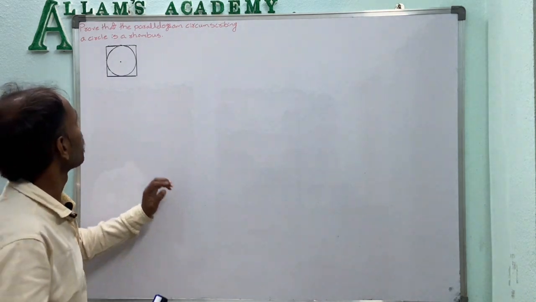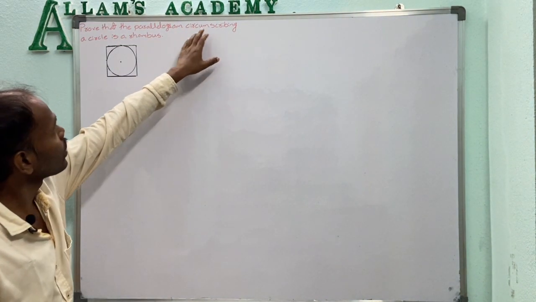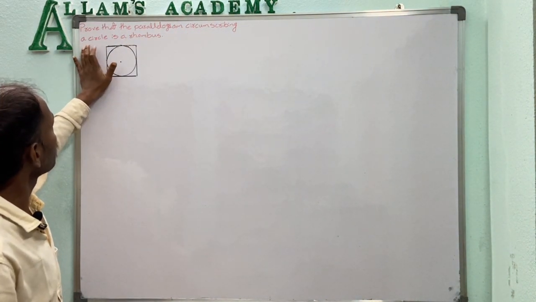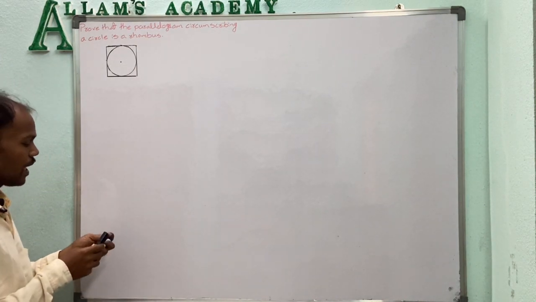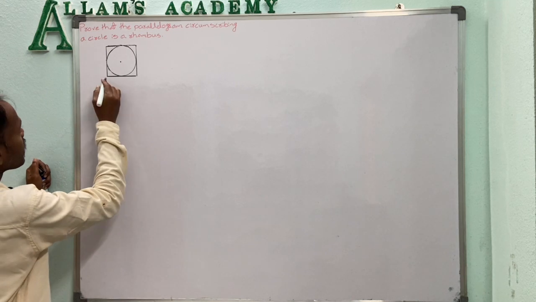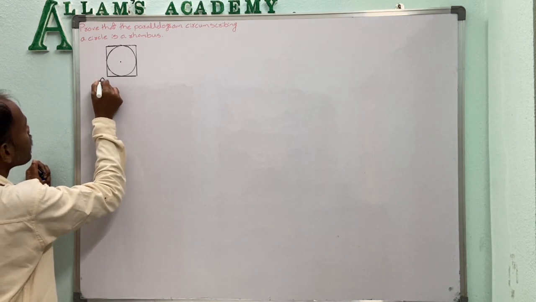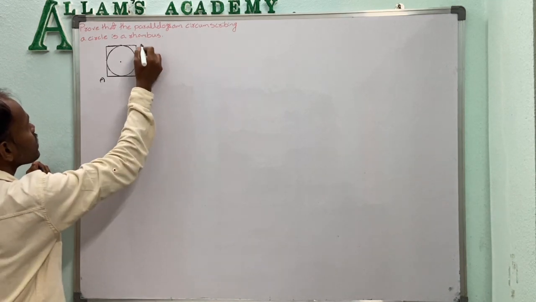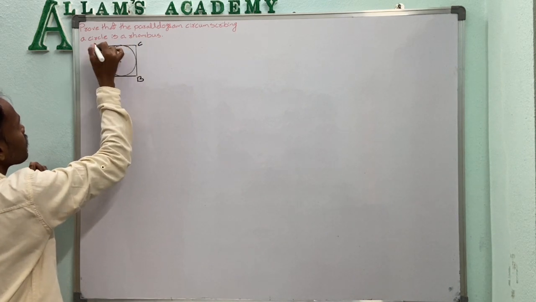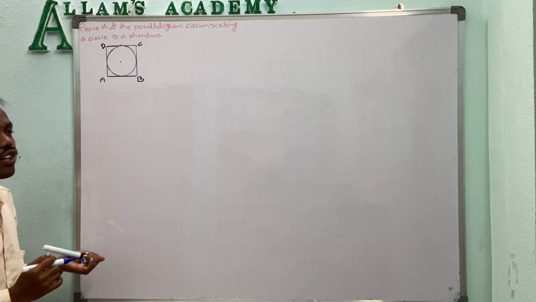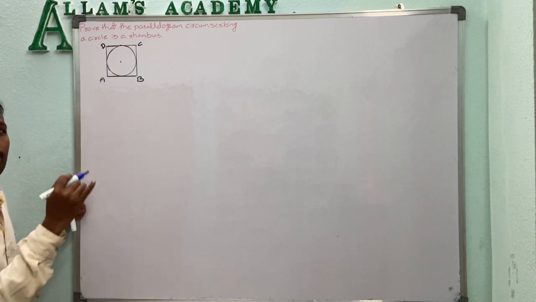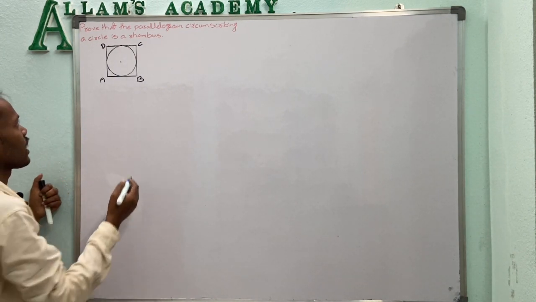Here is another problem: prove that a parallelogram circumscribing a circle is a rhombus. So we take a parallelogram ABCD. In a parallelogram, we know that opposite sides are equal.